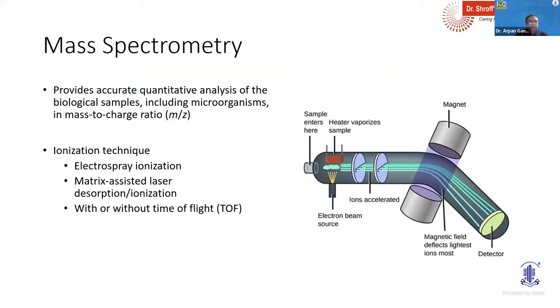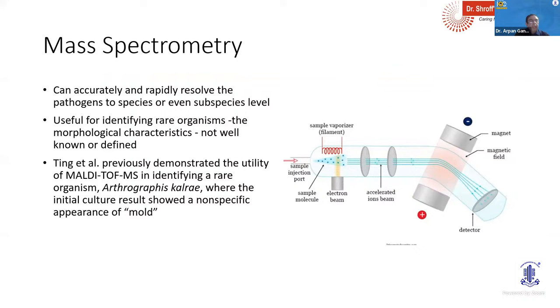A newer technique, mass spectrometry. It is basically accurate quantitative analysis where it uses the m/z, the mass to charge ratio. The ionization techniques used are electrospray ionization as well as matrix assisted laser desorption. This could be with or without time of flight. It can accurately and rapidly resolve pathogens to species and even to subspecies.